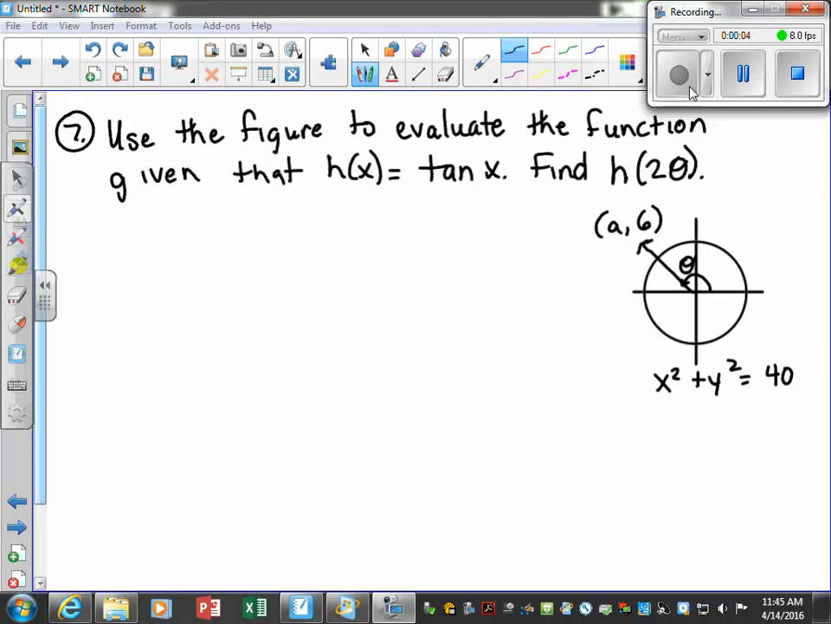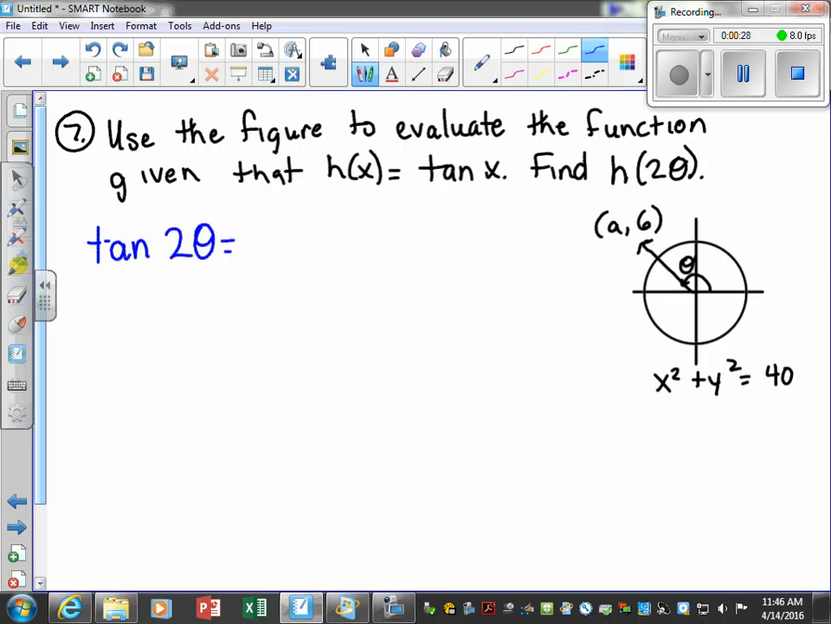Okay, a different look at an example. Use the figure to evaluate the function given that h of x is equal to the tangent of x. Find h evaluated at 2 theta. So what this is telling us is to find the double angle of function h. So really, how you should see that is they're asking us to calculate the tangent of 2 theta.